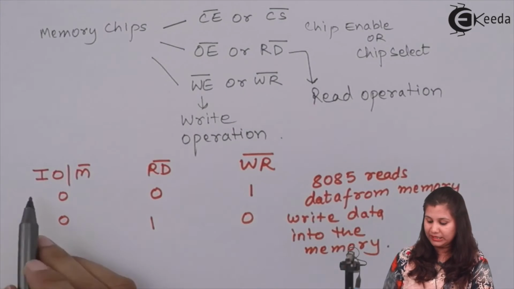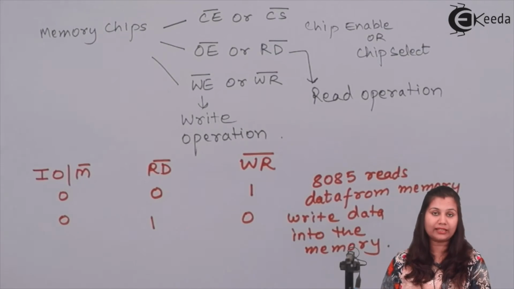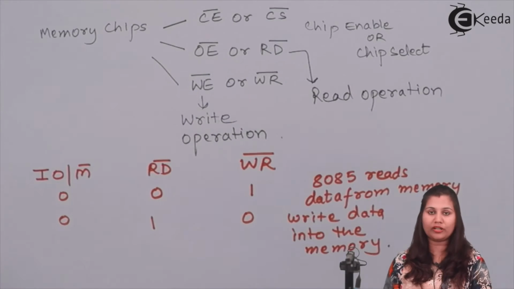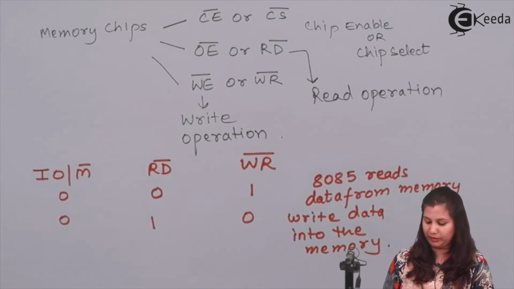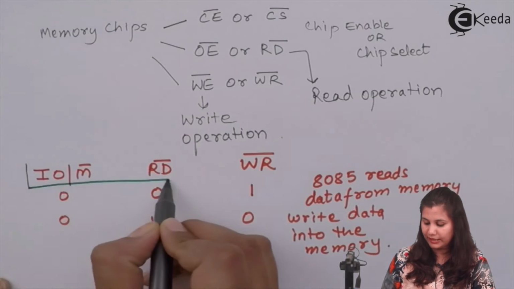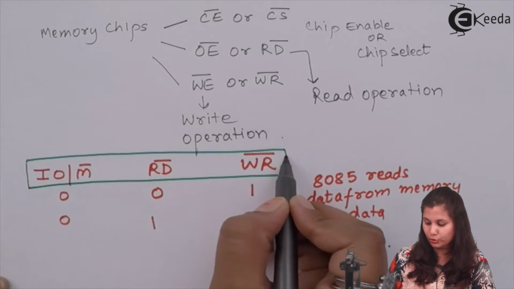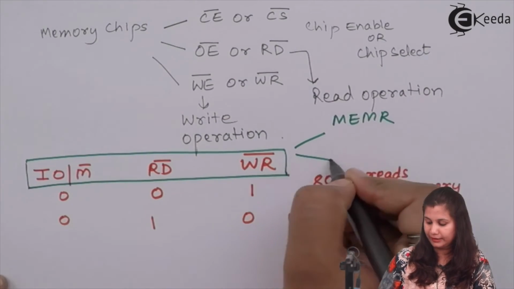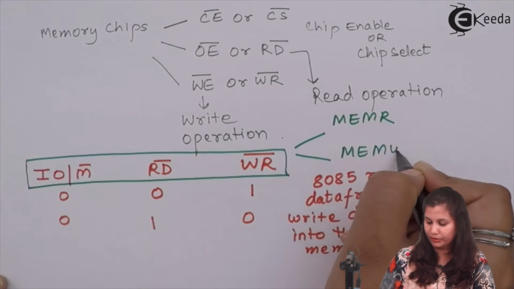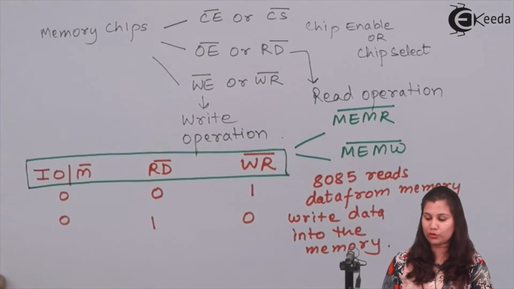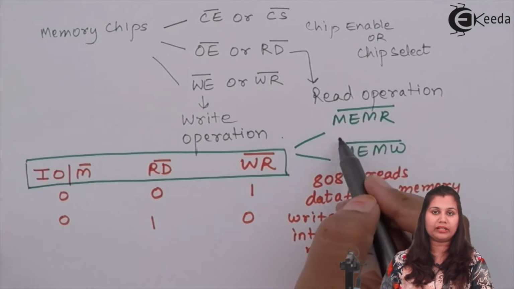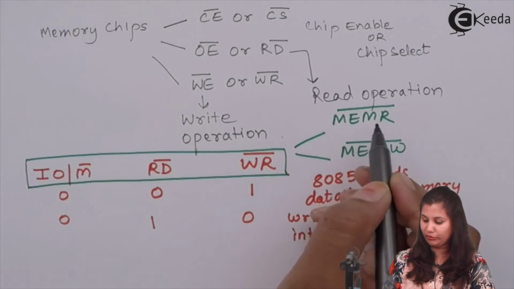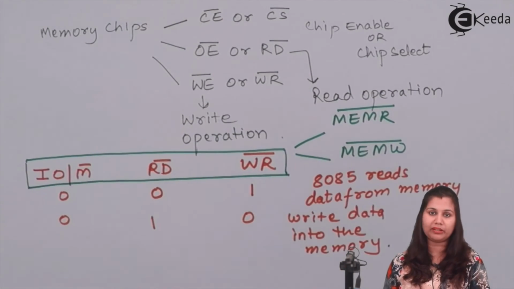Okay, so these three signals decide whether the microprocessor is going to read data from the memory or write data into the memory. Now these three signals are combined to generate two signals, MEMR and MEMW. These two signals are also active low signals, and they define the memory read and memory write operations. MEMR means memory read and MEMW means memory write.